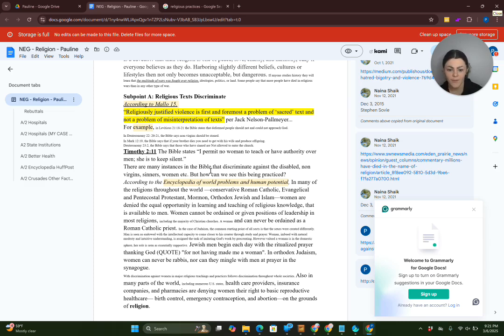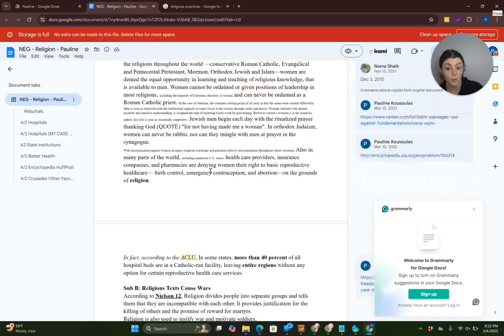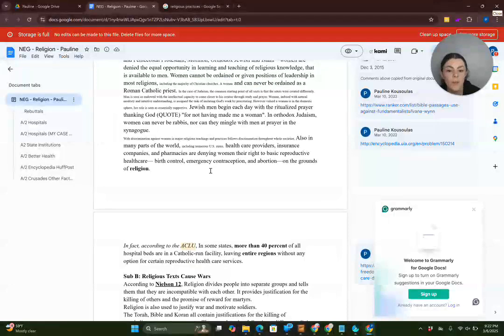Women cannot be ordained or given positions of leadership in most religions, and can never be ordained as a Roman Catholic priest. Jewish men begin each day with a ritualized prayer thanking God, quote, "for not having made me a woman." In Orthodox Judaism, women can never be rabbis, nor can they mingle with men at prayer in a synagogue.